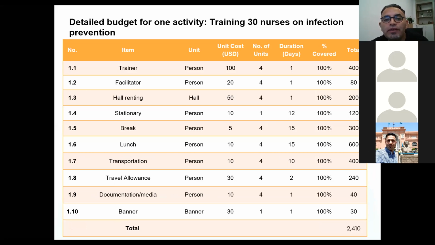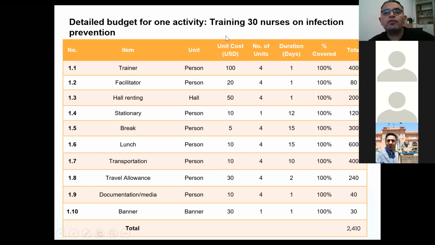Here, for example, let's say that we have a training 30, maybe here I have a mistake. I'm sure there is, okay. Let's see, okay.